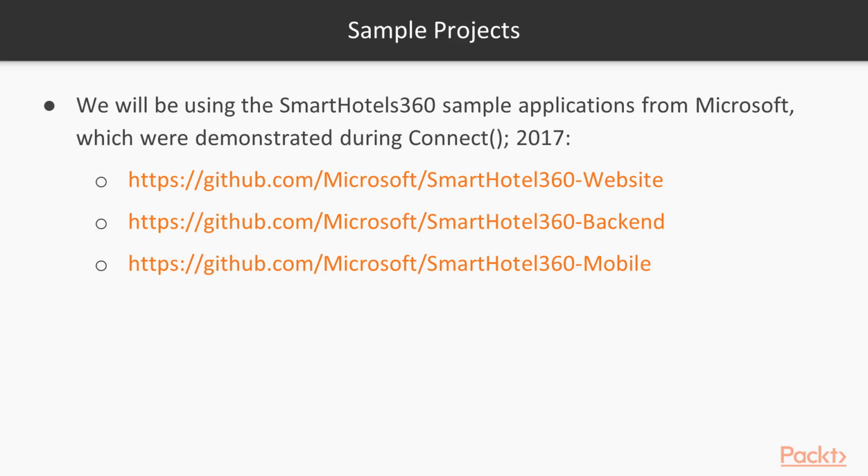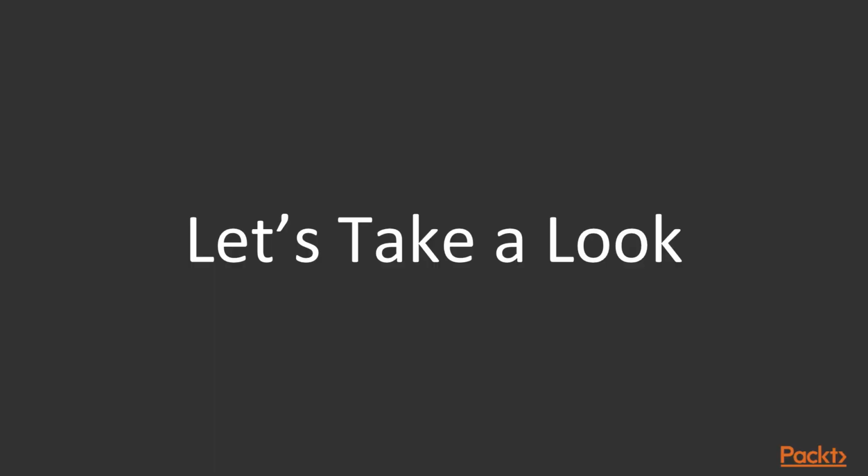For the purpose of this example and the rest of the examples throughout this section, we're going to be returning to the Smart Hotel 360 sample applications. And you'll see the links there, open source and completely free on GitHub. Let's take a look at incremental build performance in Xamarin projects, Visual Studio 2019.